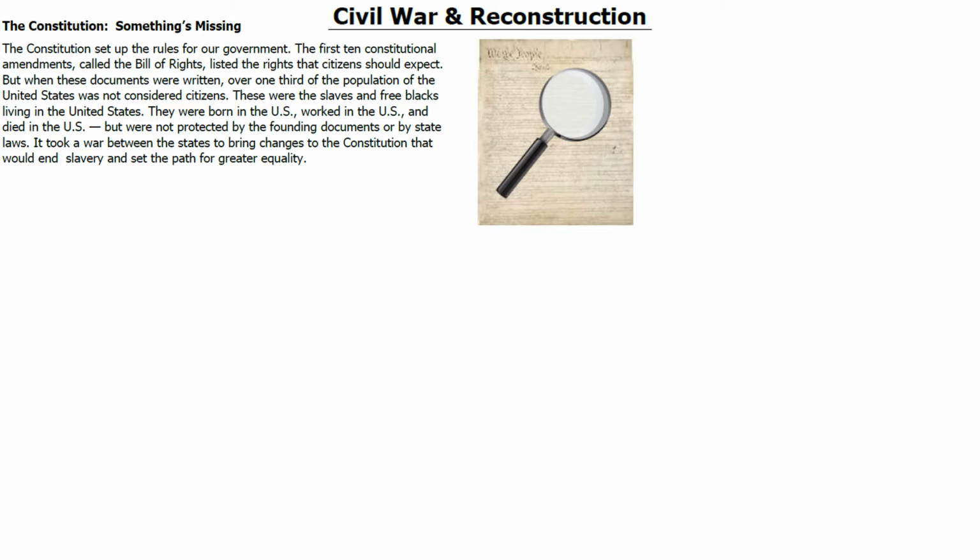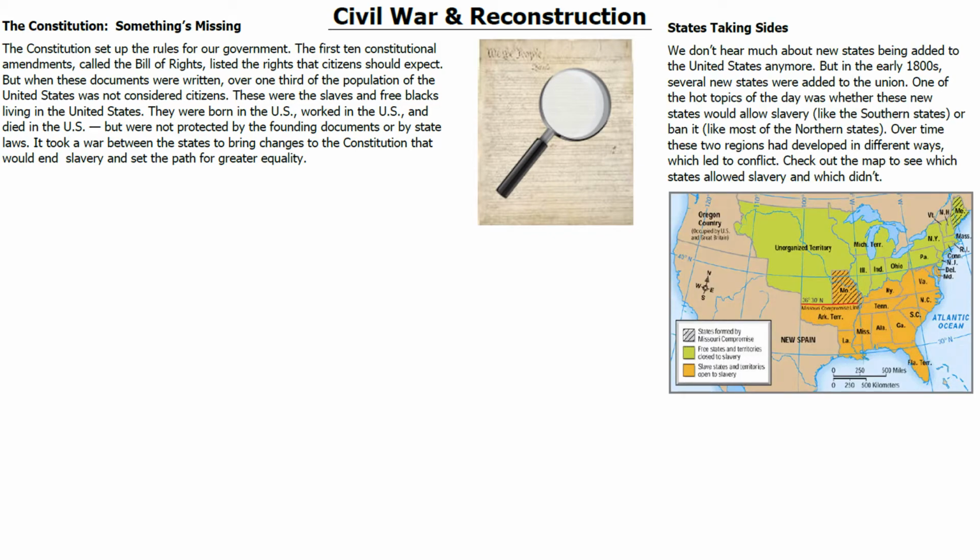These were the slaves and free blacks living in the United States. They were born in the U.S., worked in the U.S., and died in the U.S., but were not protected by the founding documents or by state laws. It took a war between the states to bring changes to the Constitution that would end slavery and set a path for greater equality.